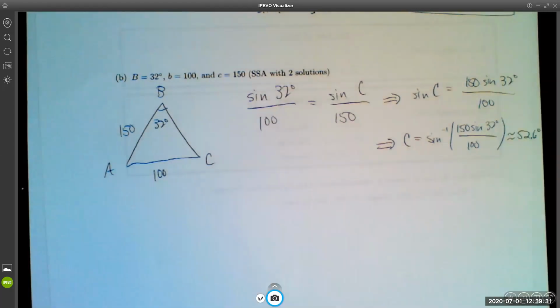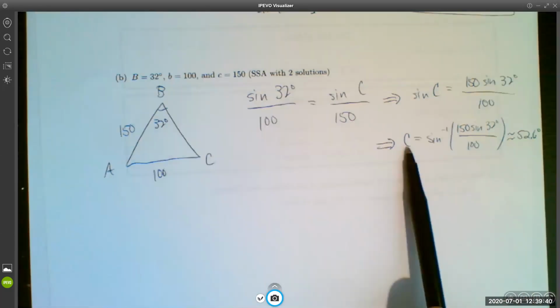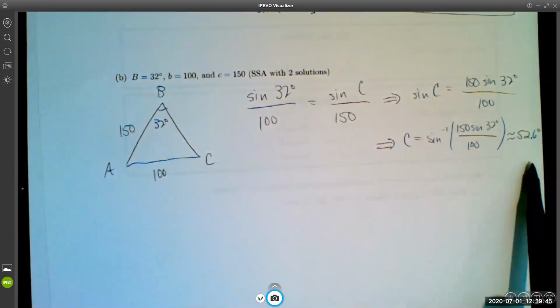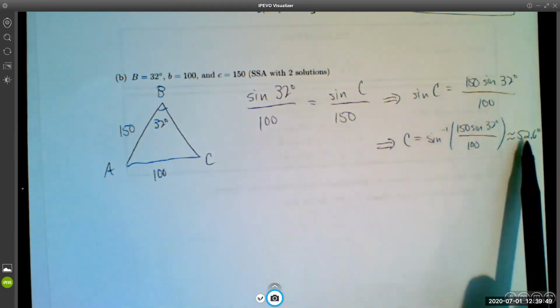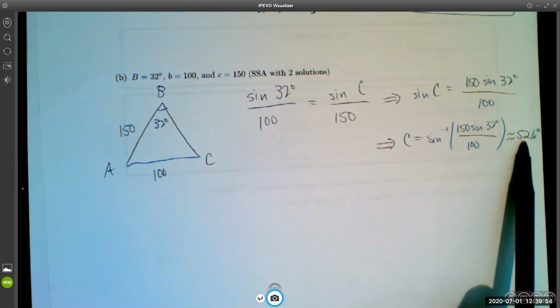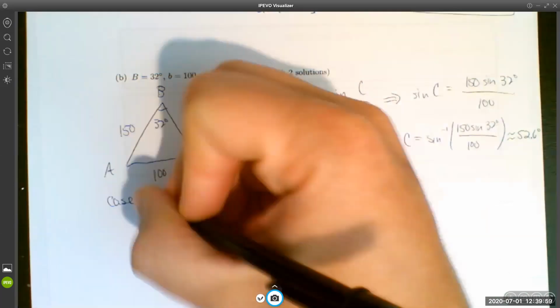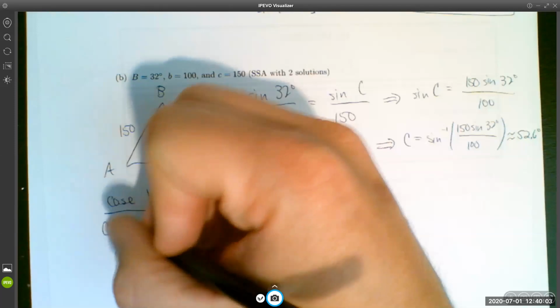Now, here's how you check for the ambiguous case. What's ambiguous is that there could potentially be two different values for C that will work with this triangle. And so the way that we check it is, we're going to leave C the way it is, right? That's going to be case one. So maybe I'll say case one is that C is approximately 52.6 degrees.